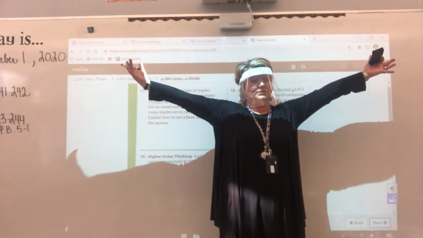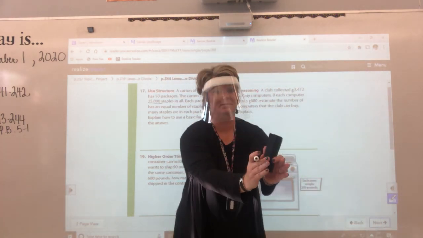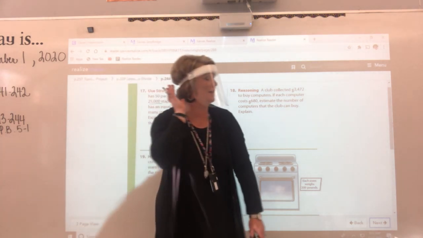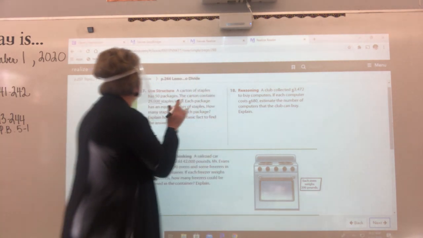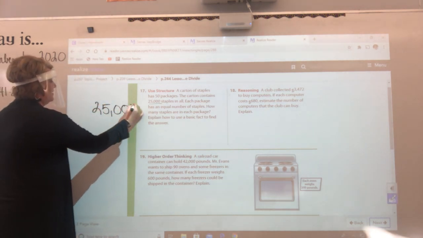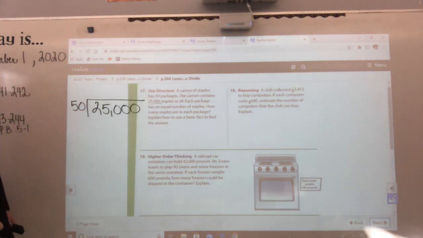So they're giving you all these staples. And what are you actually doing with the staples? You're putting some in this package, some in this package, some in this package. What does that mean in math? Dividing. So let's do that. 25,000, and we're going to divide that by 50 because it says there's 50 packages.